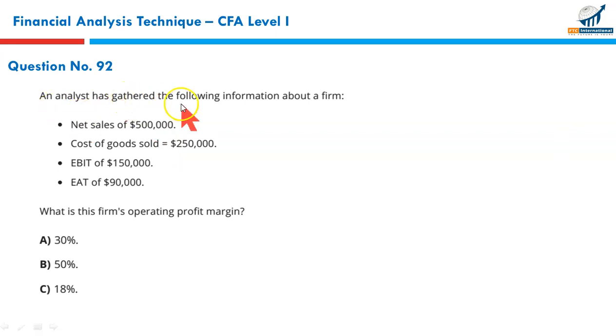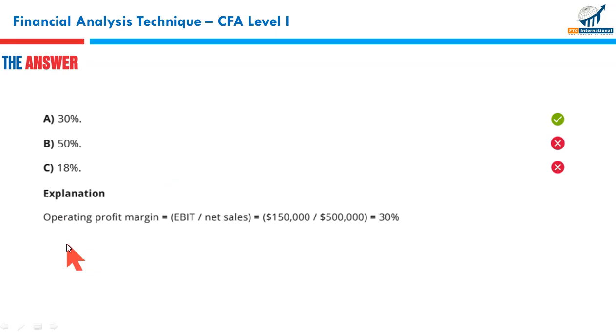An analyst has gathered the following information about a firm. We need to find the operating profit margin. What can you do with this? You have been given the earning before interest and tax. It is your operating profit. Operating profit 150 expressed as a percentage of net sales. 150 by 500, that makes 0.30 or 30% is the correct answer.